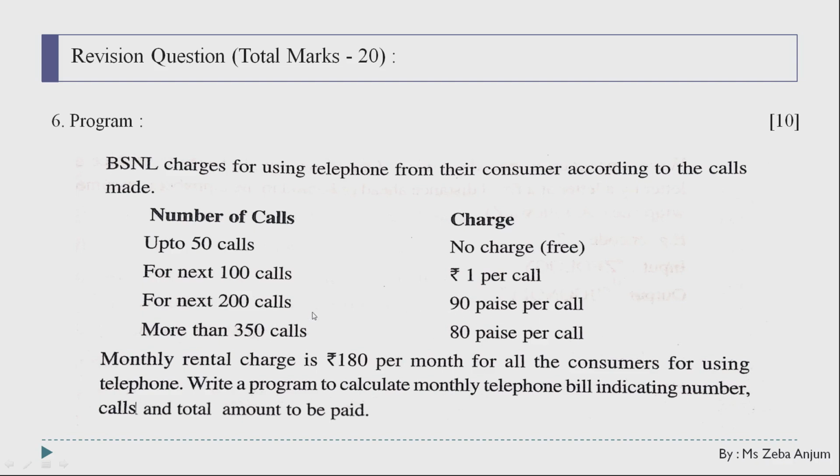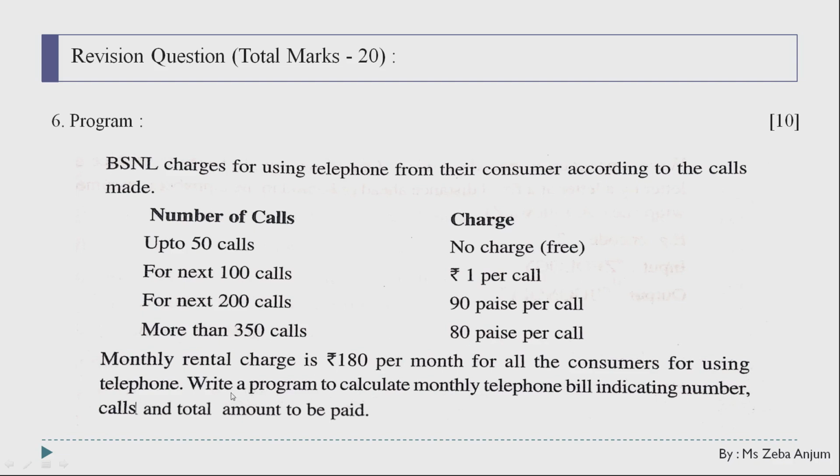Now students, please make a note that for the next 100 calls, and for the next 200 calls, and more than 350 calls, how we have solved your remaining questions over there. You have to apply some kind of logic there also. Now at the last, monthly rental charges is 180 rupees per month for all the customers for using the telephone. It means besides these charges you have 180 rupees per month charges for all the customers. So besides calculating these charges you have to add on this 180 also.